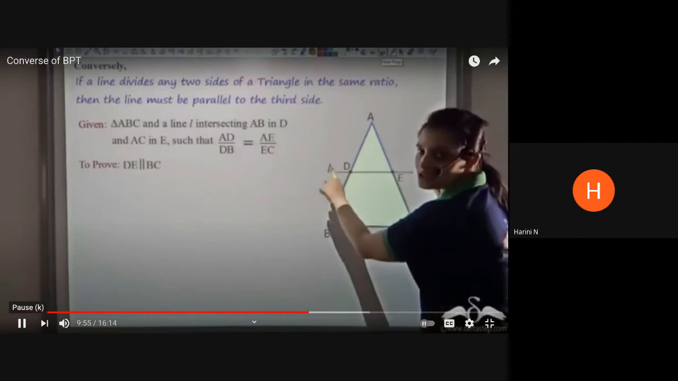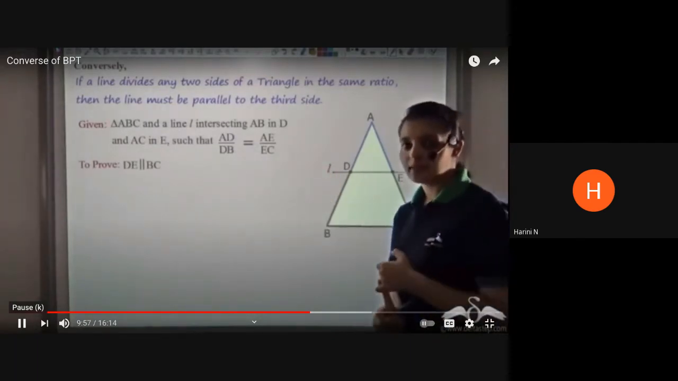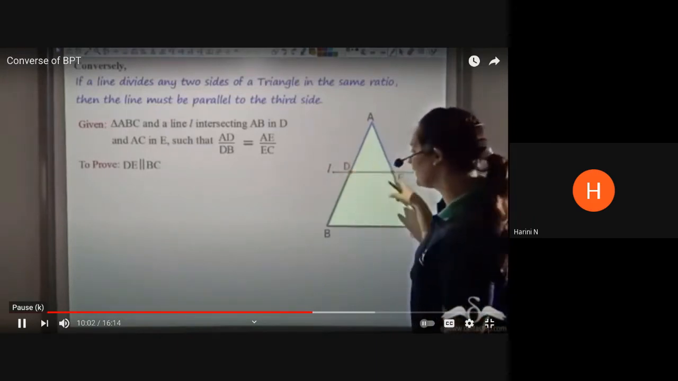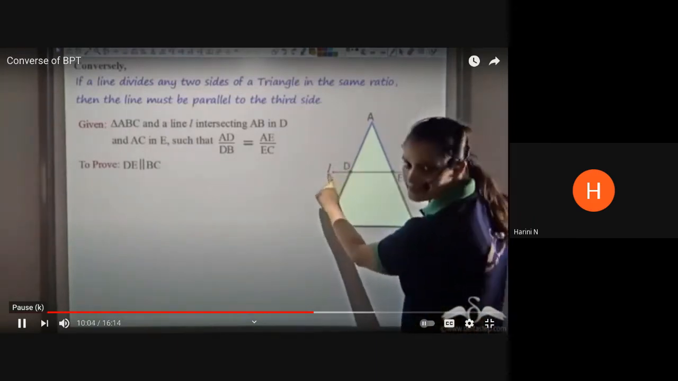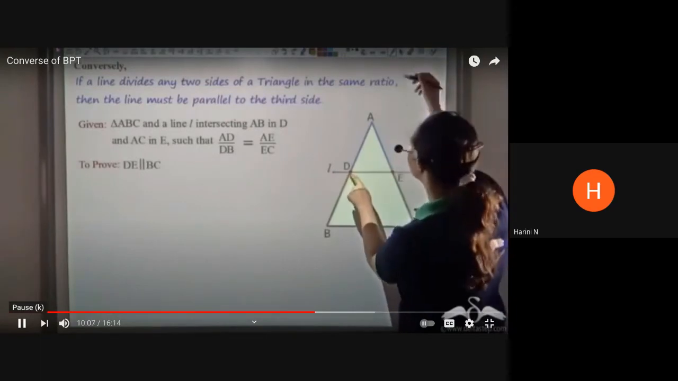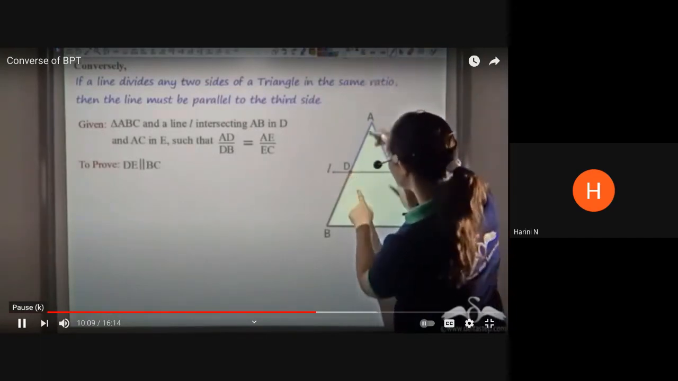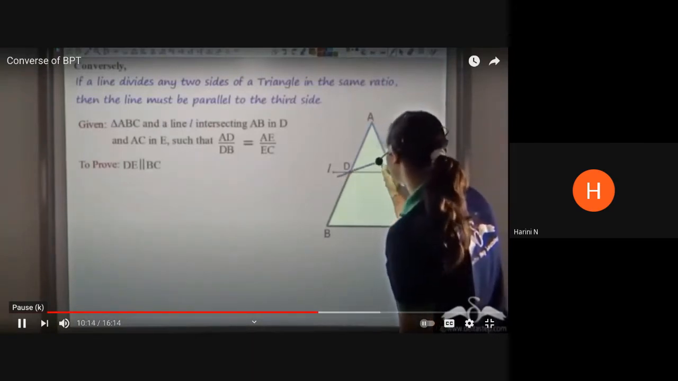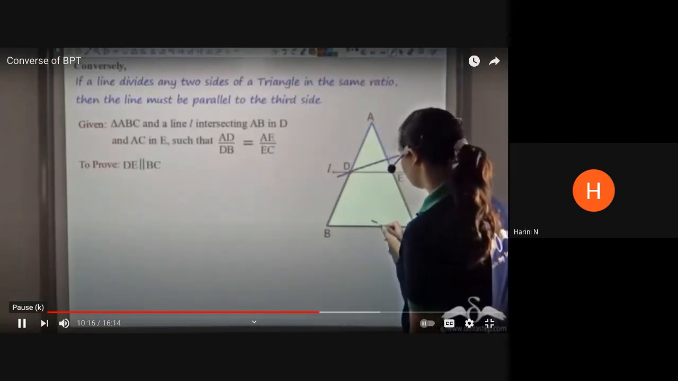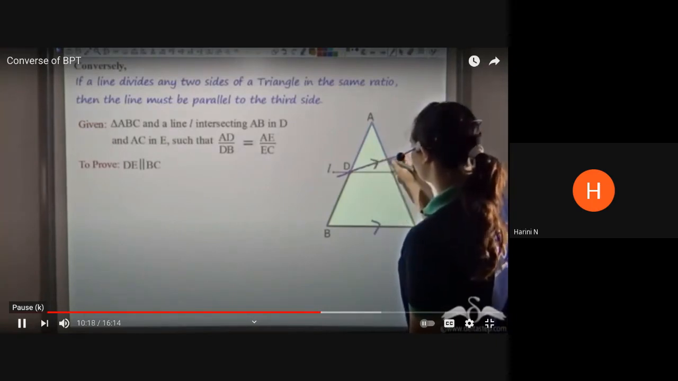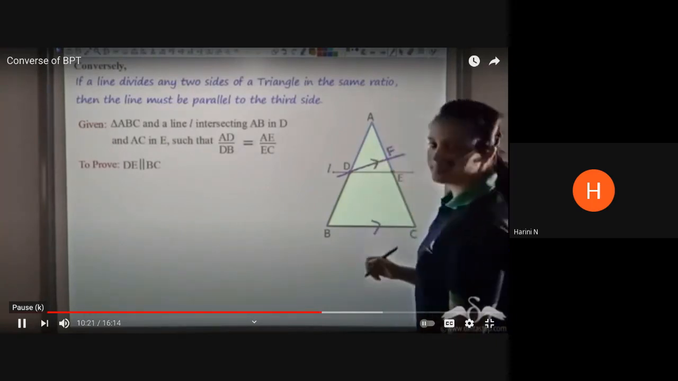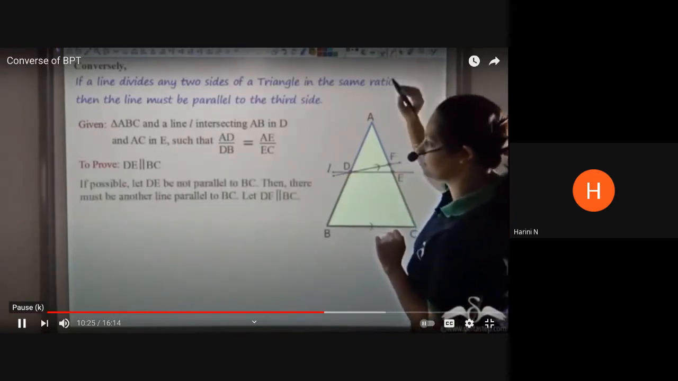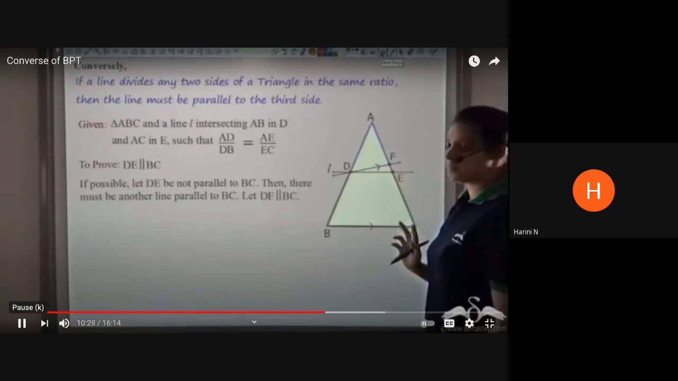Well, if this line is not parallel, then there would be some other line which would be parallel to BC. From this point D, I can draw many lines. If line L is not parallel, I can draw one line which would be parallel to BC. Let's call this F. Let's say that DF is parallel to BC. So we draw a line DF which is parallel to BC.